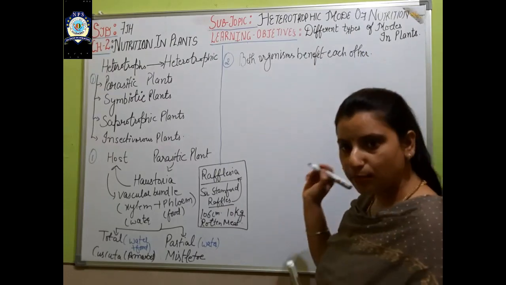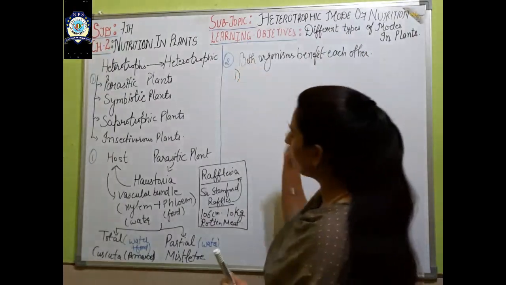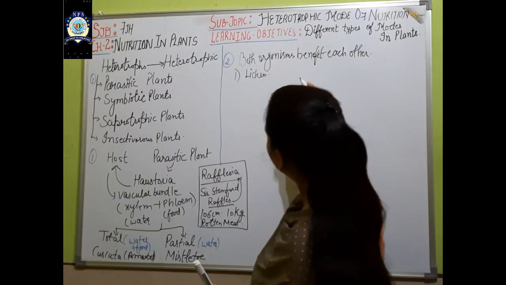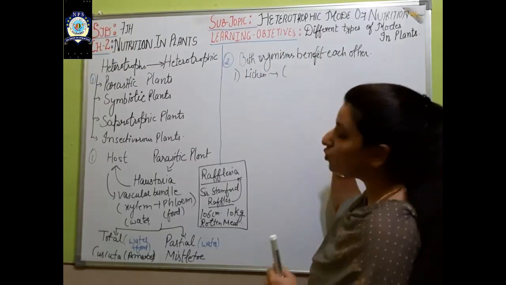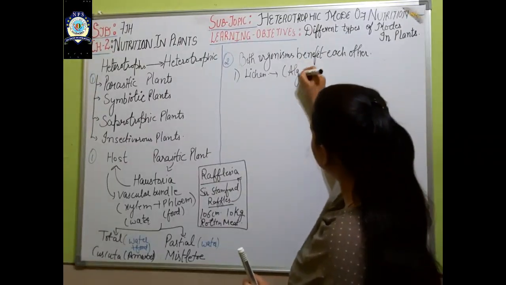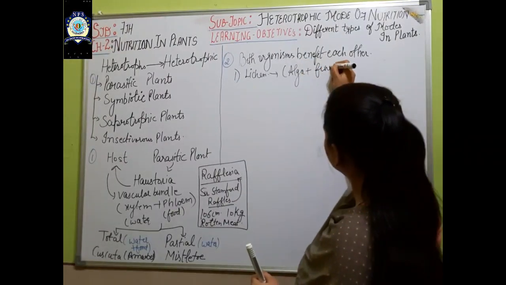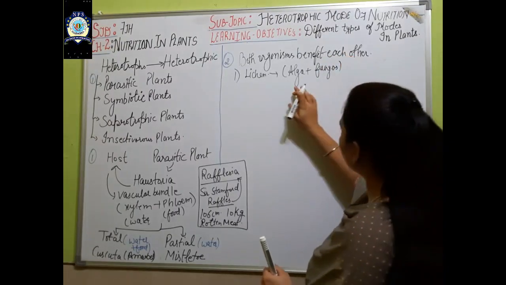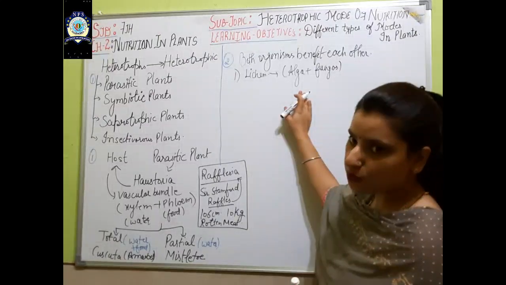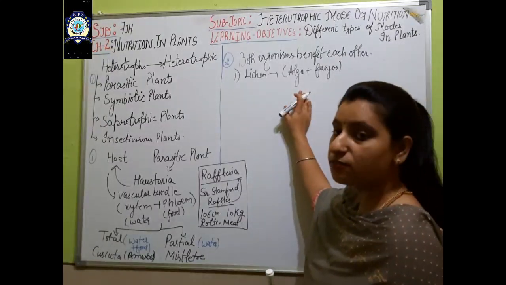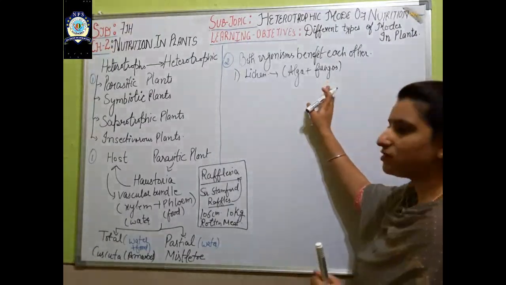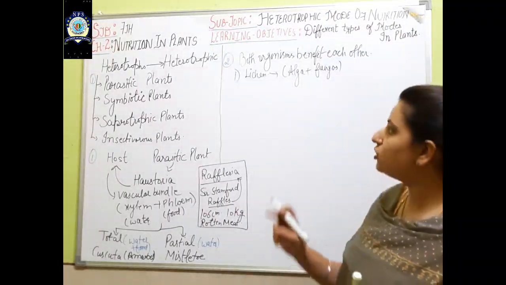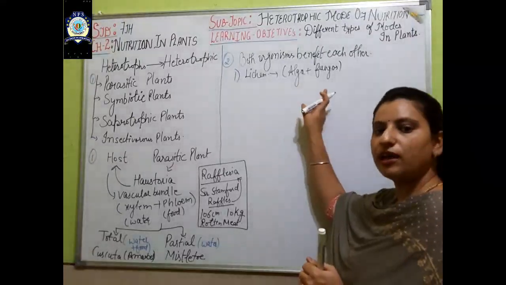And if we exemplify them, the best example of the symbiotic plant is lichen. Lichen is a combination of two organisms. One is alga and the second one is fungus. What is alga doing? Alga is preparing food because it is autotrophic, because it can photosynthesize. And fungus is just absorbing minerals and water and giving shelter to the alga. So both are benefiting each other.